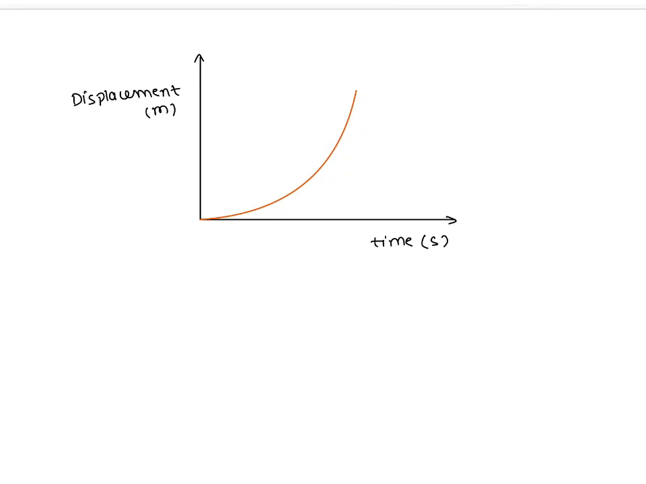So let's analyze this displacement time graph. Here, displacement is plotted on the y-axis while time is plotted on the x-axis. And we should know that the slope of a displacement time graph represents velocity.